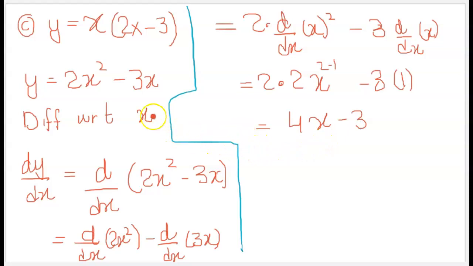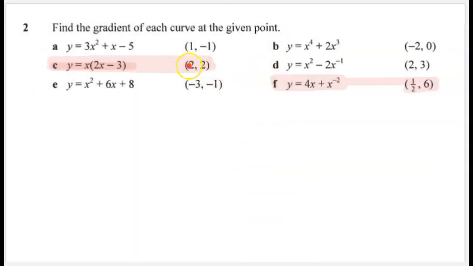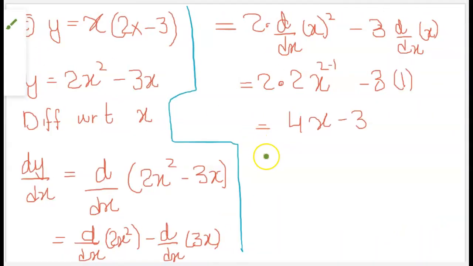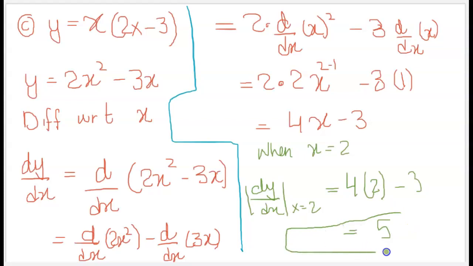Now our question is find the dy over dx at this specific point 2, 2. So we just pick the first one because this is the x coordinate, this is the y coordinate. So when x is 2, that becomes dy over dx, x is 2, and I'm just going to put the value 4 times the 2 minus 3. 4 times the 2 is 8, 8 minus 3 is 5, and this is the answer. Yep, for that part.